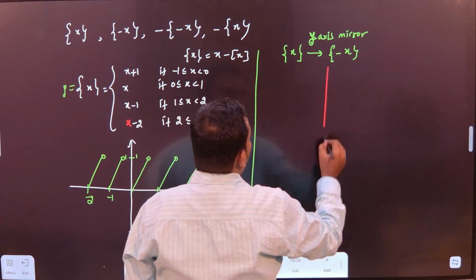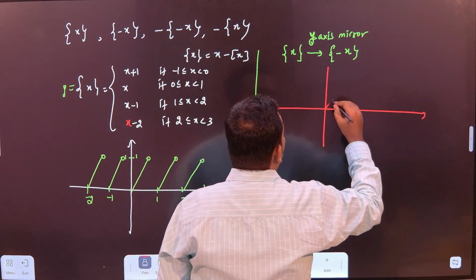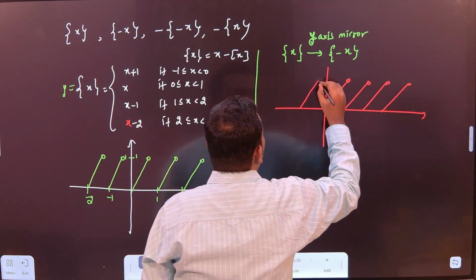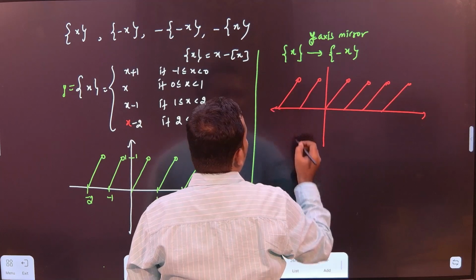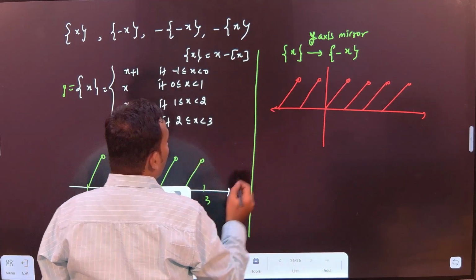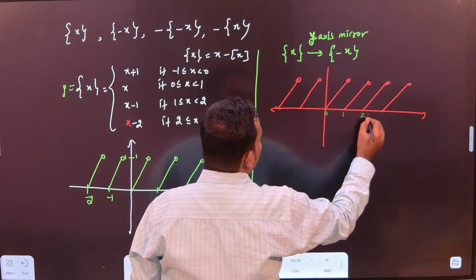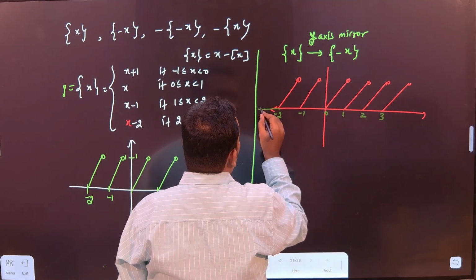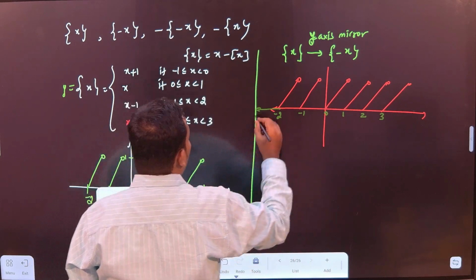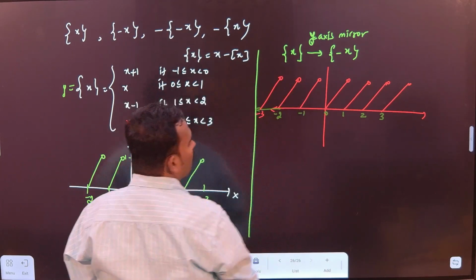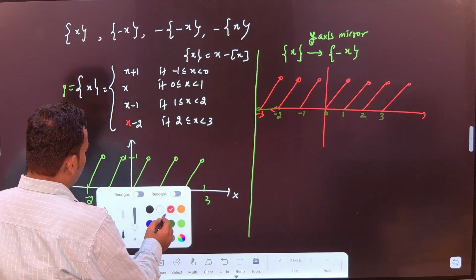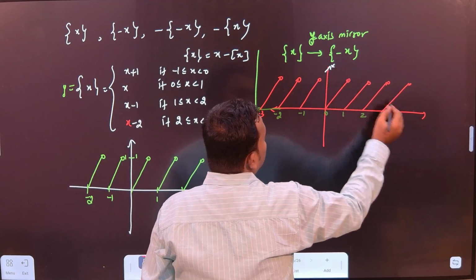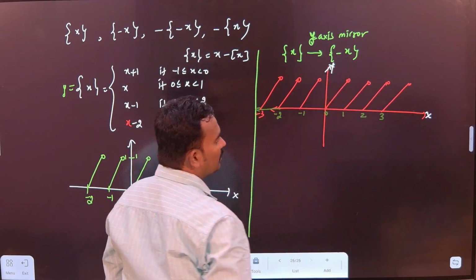Okay, next let me take this. First you can see the fractional part function's graph. Okay, this is your graph of the fractional part function. We already discussed this. So this is the point. Here is 0, 1, 2, 3. Here is minus 1, minus 2. Let me take this one as minus 3. Clear? Okay. Now how to take the y axis as the mirror here? This is the x axis, this is the y axis you can take.